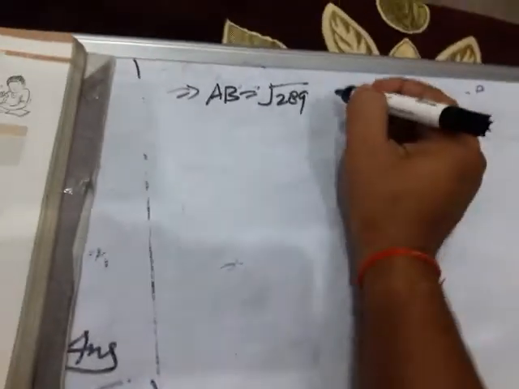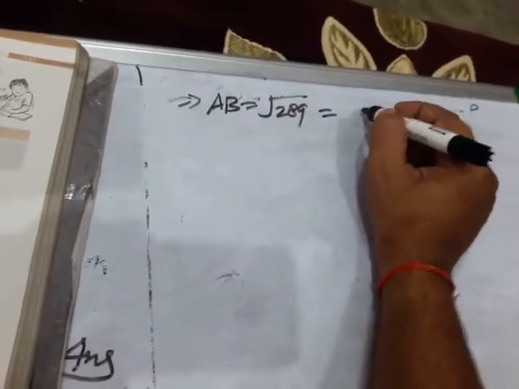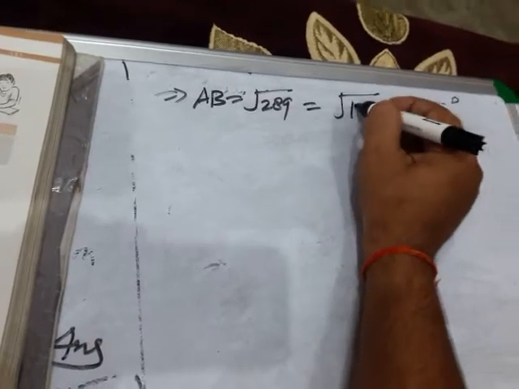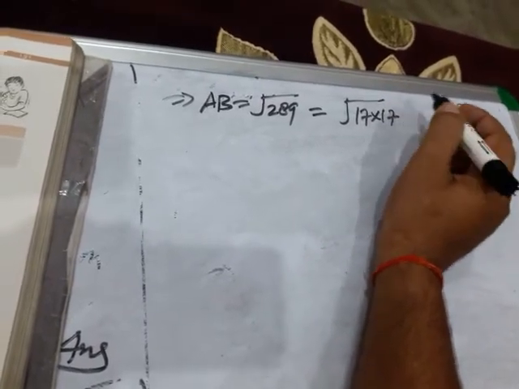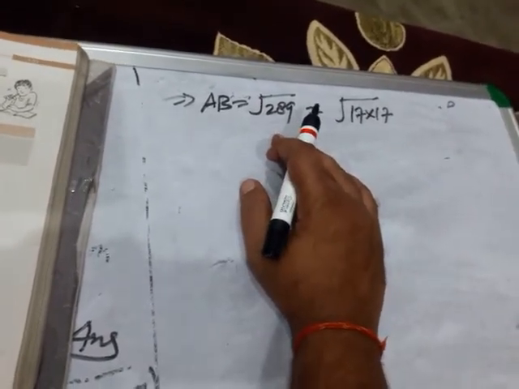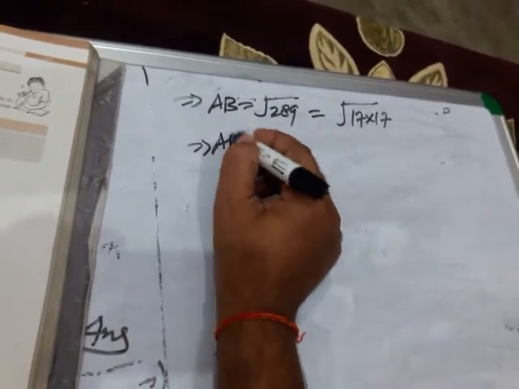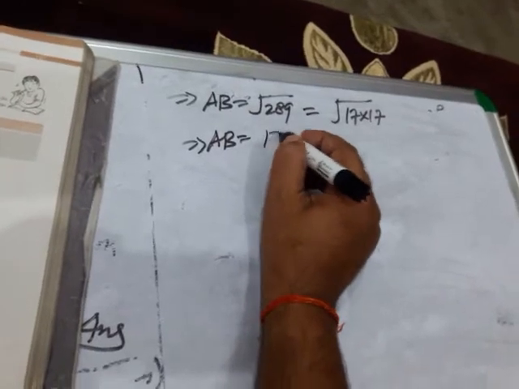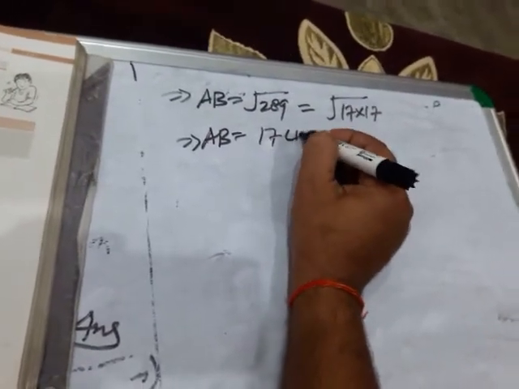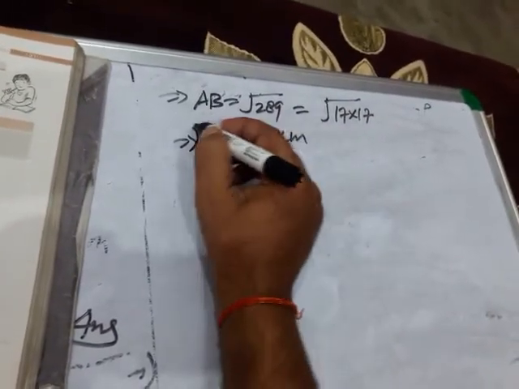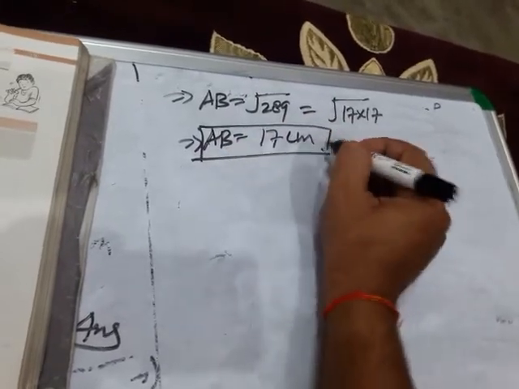This implies that AB is equal to under root 289. Now what is the prime factorization of 289? Clear? It is 17 into 17. This 289 will be divided by 17 only, and it is prime. Make a pair, so AB equal to 17 centimeter. So 17 is the square root of 289.